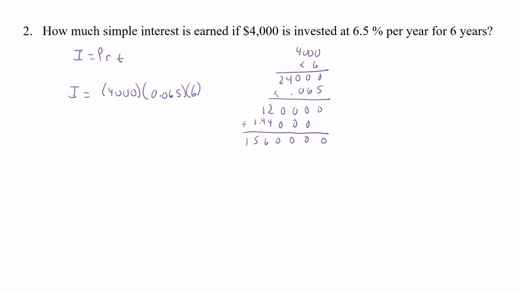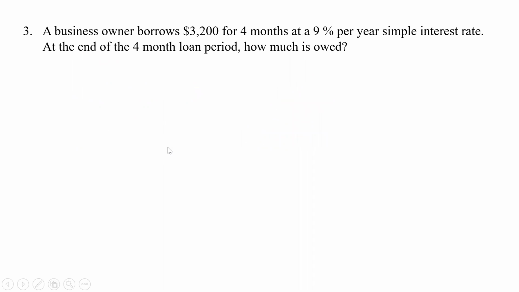When we add those together, now don't forget 3 decimal places, so that would be there. And so it looks like our interest is $1,560. Okay. So when we invest more at a higher rate, we make more money, which is what is to be expected. So this one's more of a loan. It says a business owner borrows $3,200 for 4 months at a 9% per year simple interest rate. At the end of the 4-month loan period, how much is owed?